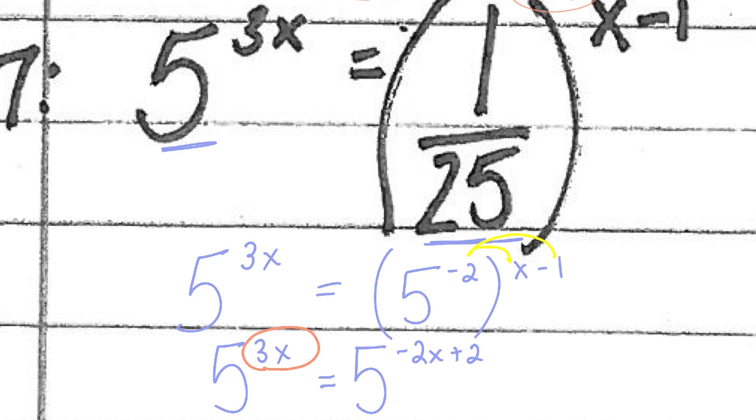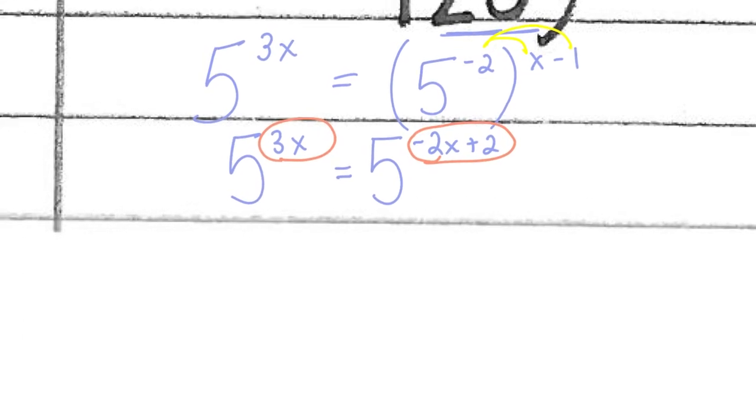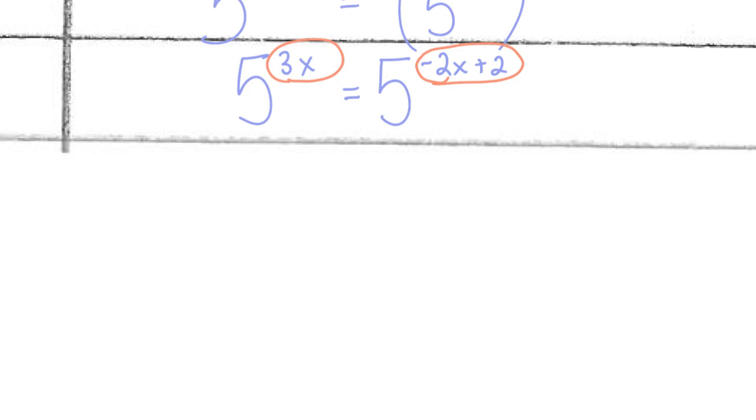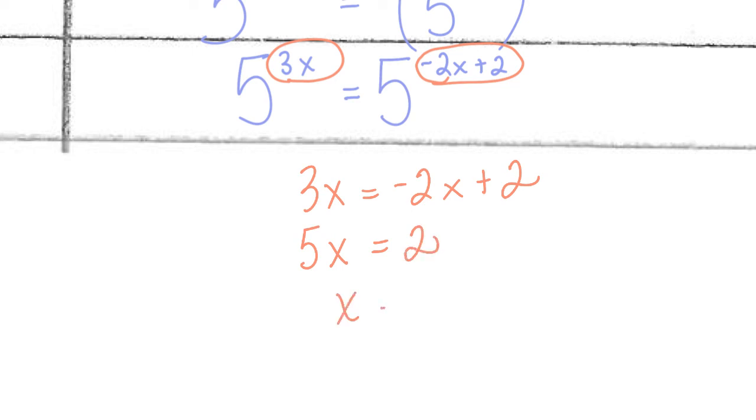And from here, because we have the same bases, we can go ahead and take out our bases and make the exponents equal. So my exponents are 3x equals negative 2x plus 2. When I add the 2x over, 5x is equal to 2, and x is equal to 2 over 5.